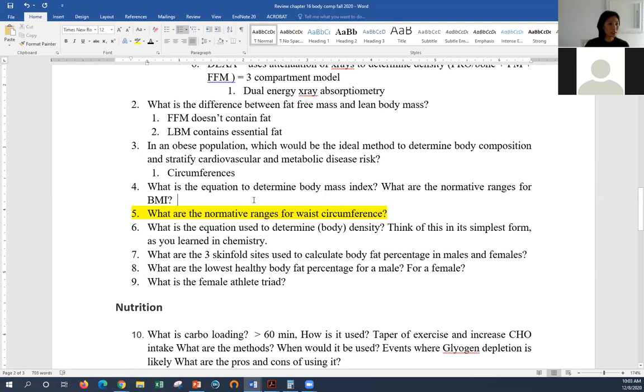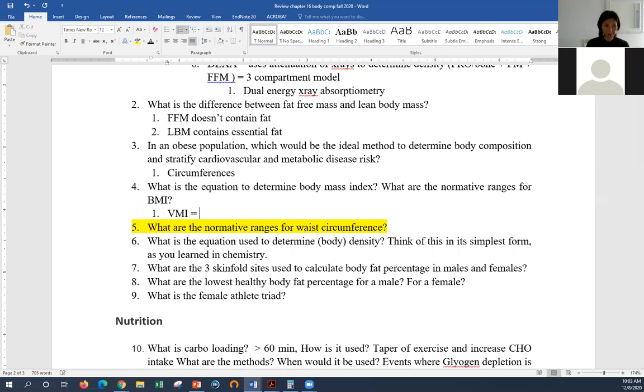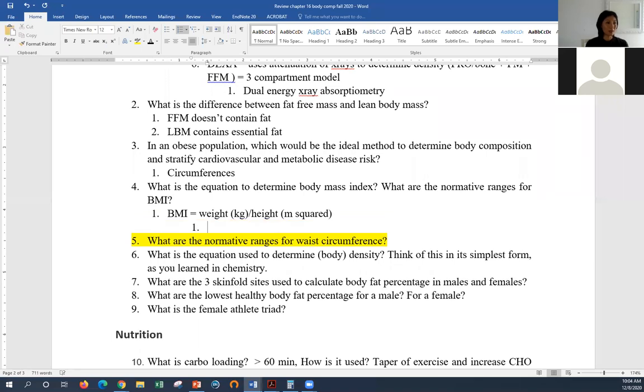Okay, so what is the equation to determine body mass index? You will definitely need to know this. BMI is equal to weight in kilograms divided by height in meters squared. So make sure you know this equation. This will definitely be on the test.